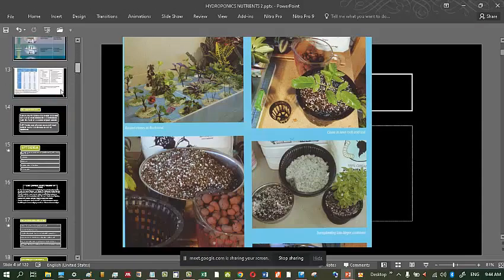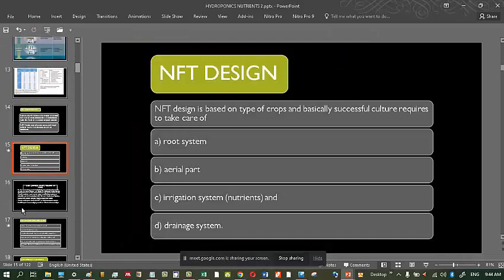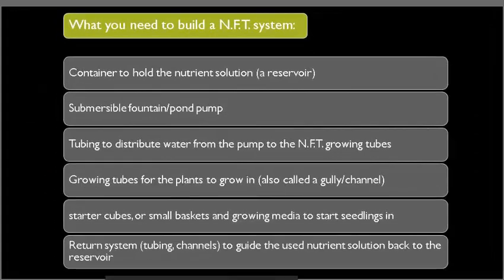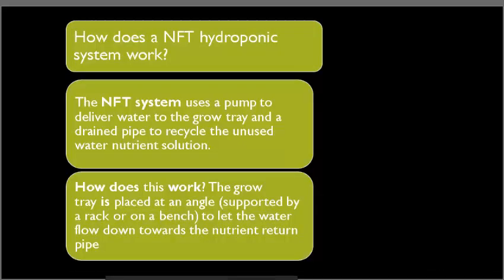Did you get the idea of what we need in the design? In the design we need some kind of pump, some kind of tubes, net cups, and the returning system. It means one inflow system will be there, an outflow system will be there, and then plant holding material. So what is the full form of NFT?